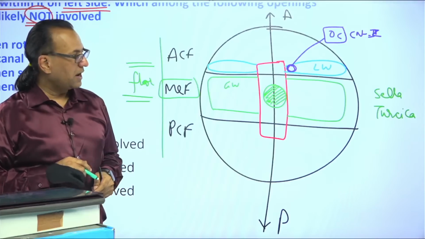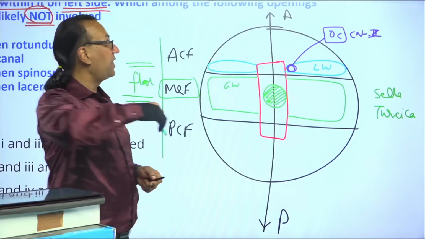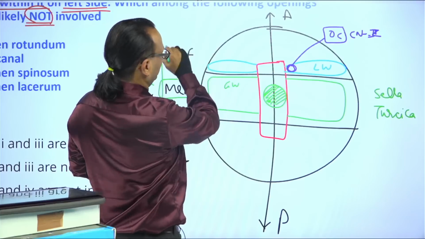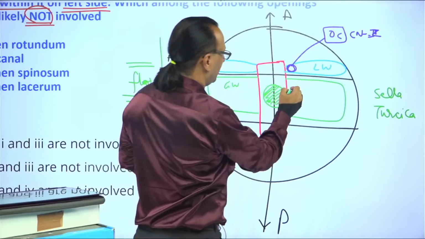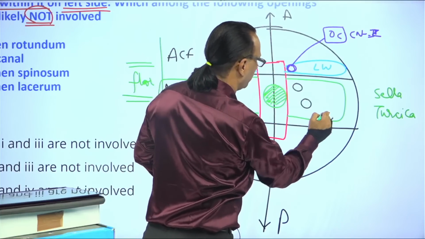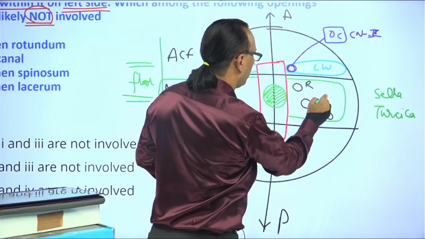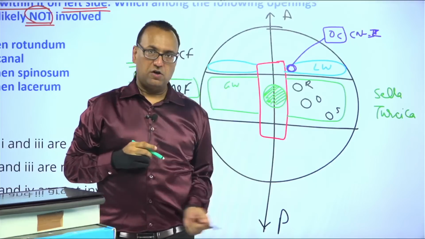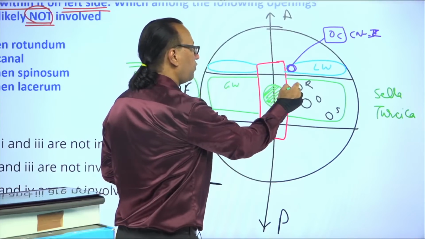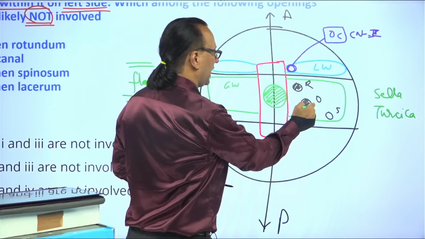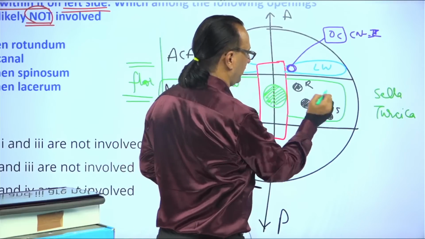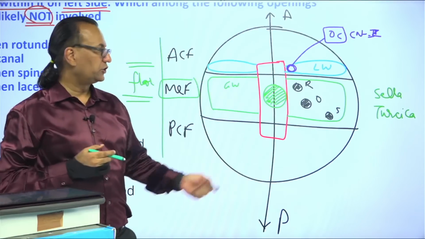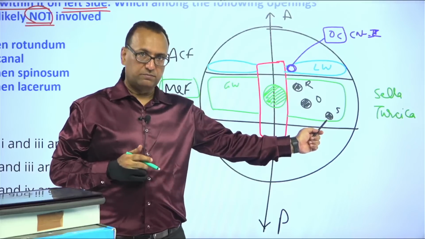Okay. Then what are the openings in the greater wing? In the greater wing, the openings are, let us choose some black color maybe, ROS. What is this? Rotundum, ovale and spinosum, ROS. Foramen rotundum, round foramen, oval foramen, and foramen on the spine of the sphenoid bone. So you mean to say in the greater wing there are 3 openings? Yes, rotundum, ovale and spinosum, right.